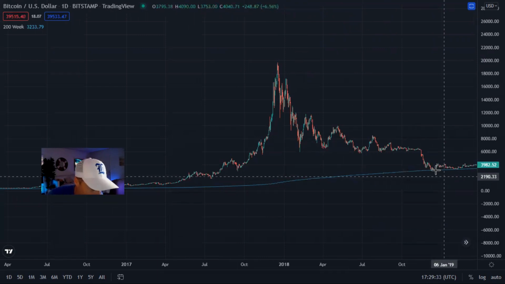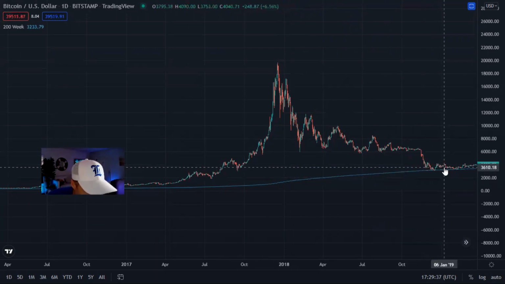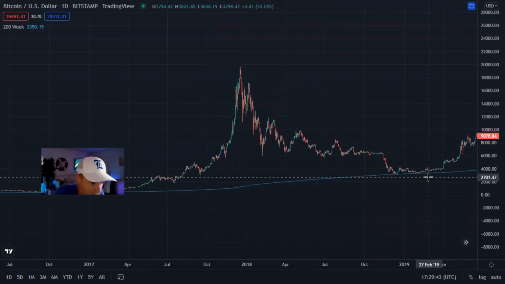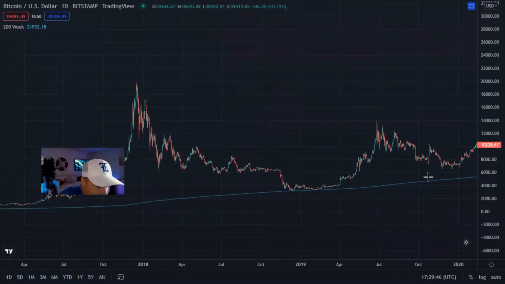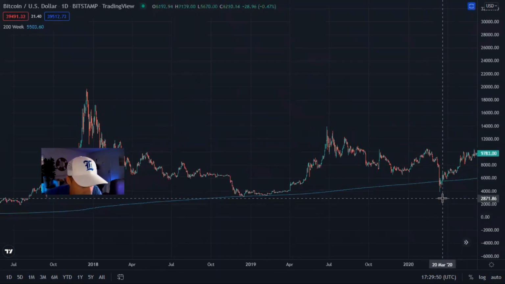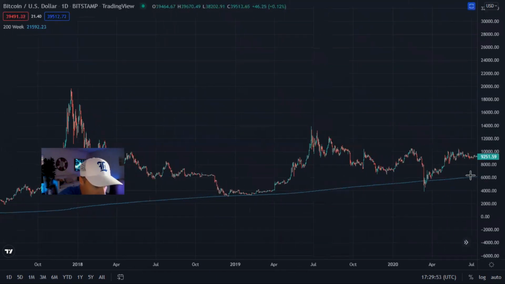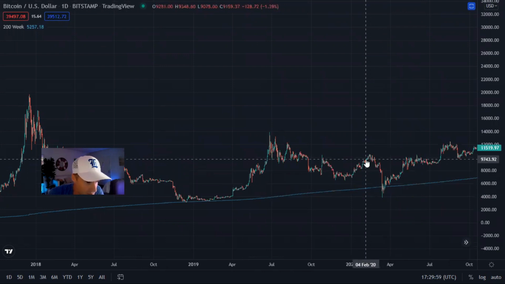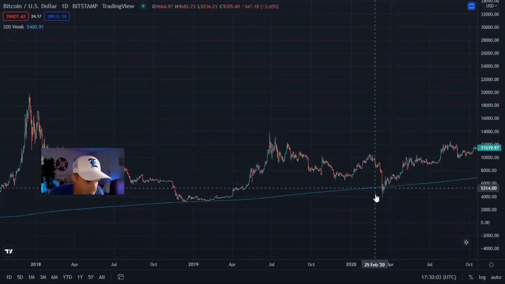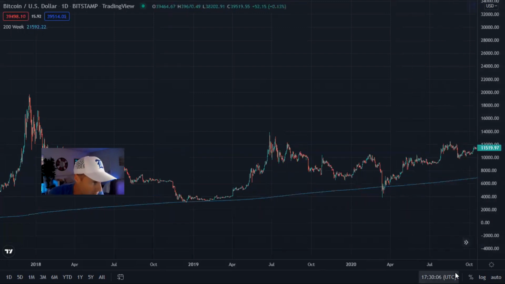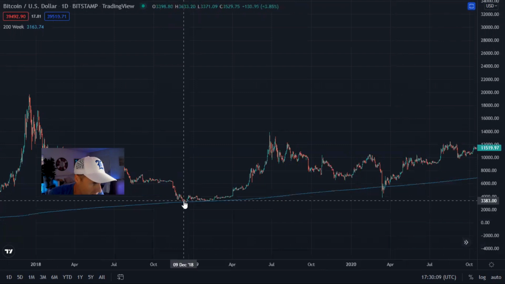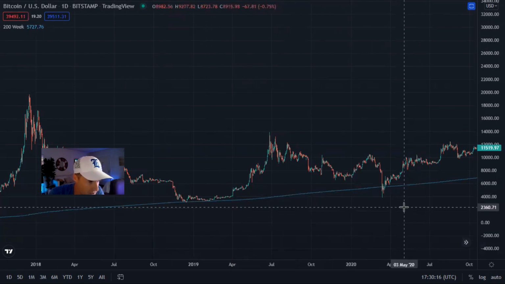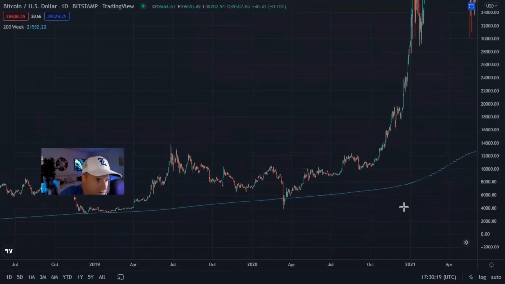Right around here, we had gone from 20,000 down to sub 4,000, and we touched the 200 weekly moving average. Once we touch it, we go up a little bit, come down, and we kiss it again, and then we start going. This was the last time we had hit it, right here, which was a little bit of a black swan event, because this is when COVID broke out. But clearly after the big bull run, we came back to touch it here, and then we've taken off to the races.